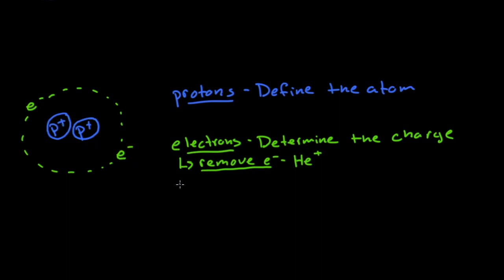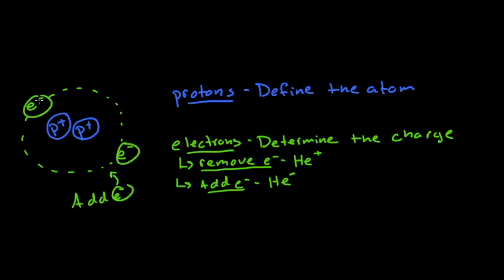But if I were to add an electron, we'll put add here. We add an electron. What that does is it would be He, and it would have a negative charge. So if I add an electron in here, I would have 1, 2, 3 electrons, and then I would have 1, 2 protons. And so I would have 1 more electron than protons. So if I add an electron, I'm making my atom more negative.